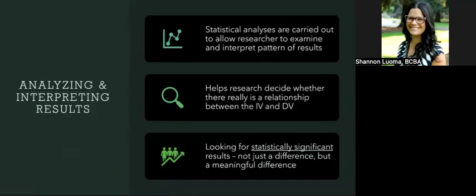And then, of course, we analyze and interpret the data. So we're going to do a bunch of statistical analyses once we've collected all of the data and examine and interpret what pattern of results we see, if there's a difference in groups, if the treatment is successful, and so on. This also helps the researcher decide if there really is a relationship between the independent variable and dependent variable, because ultimately that's what we're looking for. Specifically, we're looking for statistically significant results. So not just a difference in groups, because oftentimes we will see a difference in groups at face value, but then we need to run a statistical analysis to determine if it's a meaningful difference.